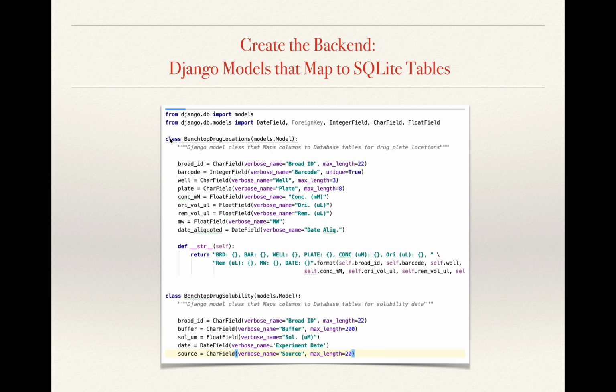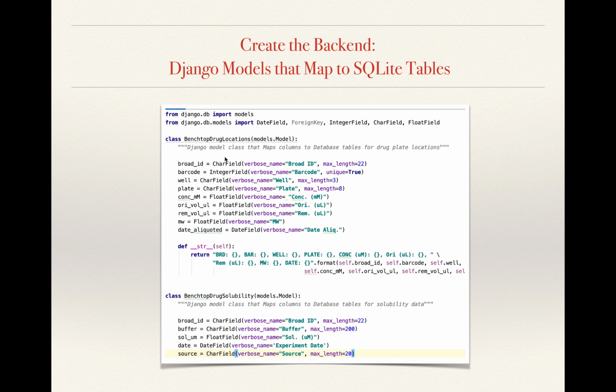I've got a benchtop drug location table, which basically just tracks the locations of all of those 2D barcoded tubes and their respective plates. The plates are also barcoded, and we can very easily then figure out where the compounds are in terms of where they are in the actual plates, and that helps a lot.